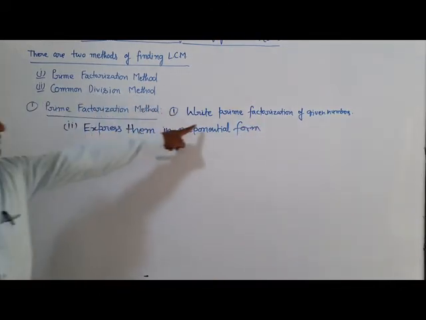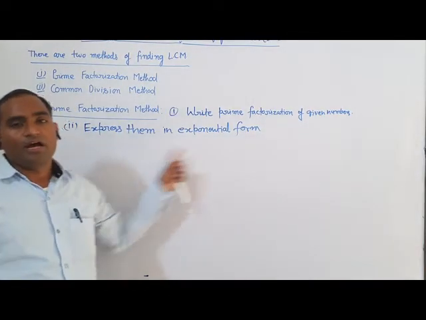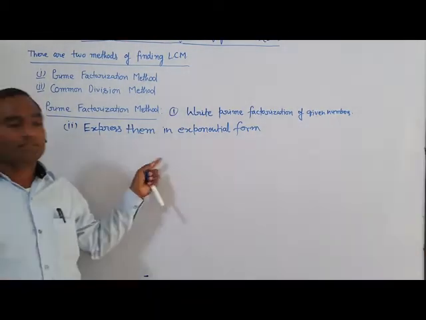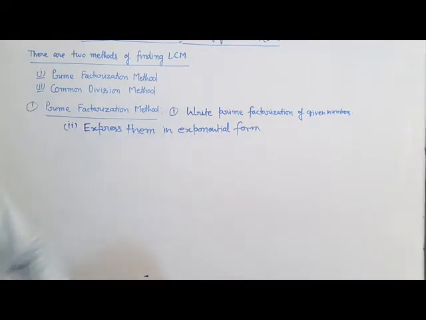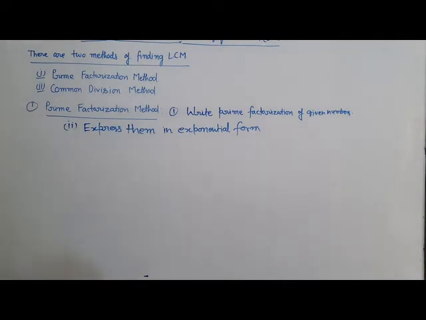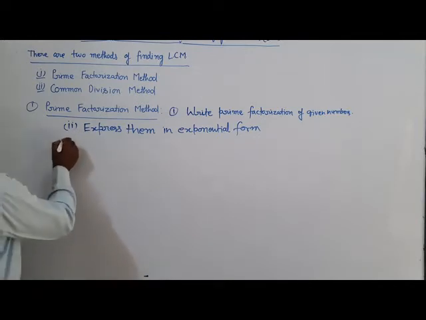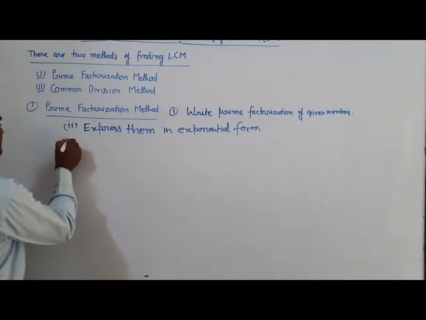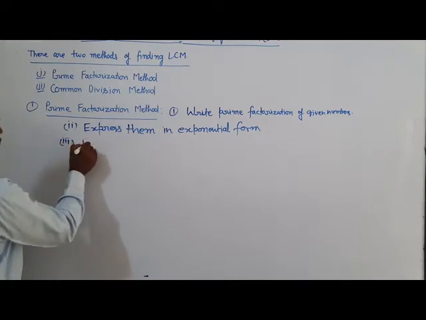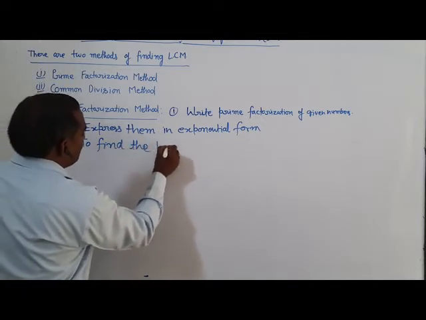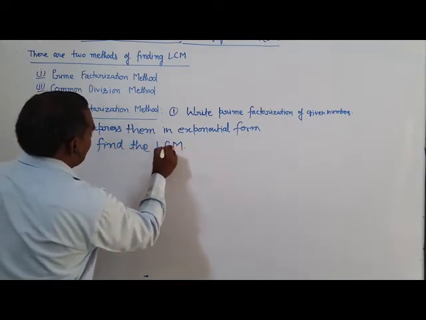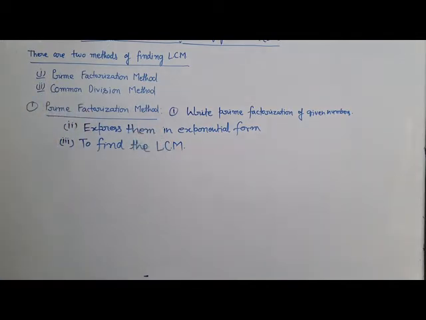First of all, you have to find the prime factorization of the given numbers. After that, you have to express the factorization in exponential form. Next, to find the LCM, the third step is to take the product of each prime factor.